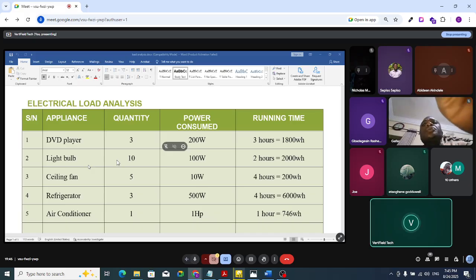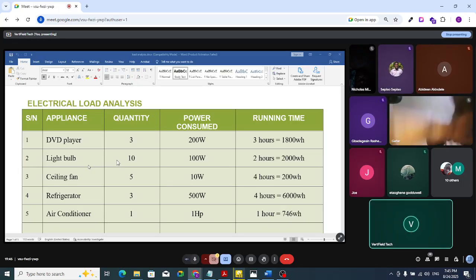For the light bulb, the quantity is 5. Sorry, the quantity is 10. The power consumed is 100 watts. The running time is 2 hours. For the ceiling fan, the quantity is 5. The power consumed is 10 watts. The running time is 4 hours.